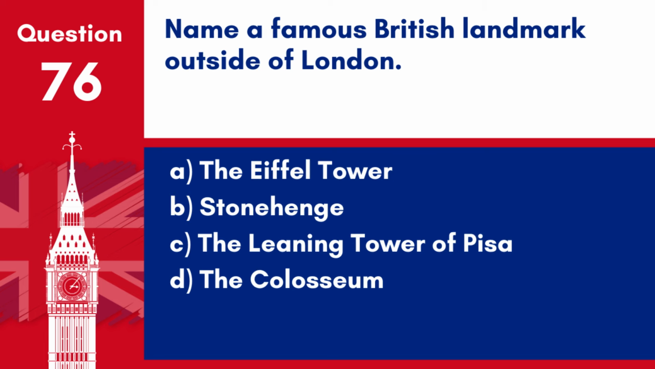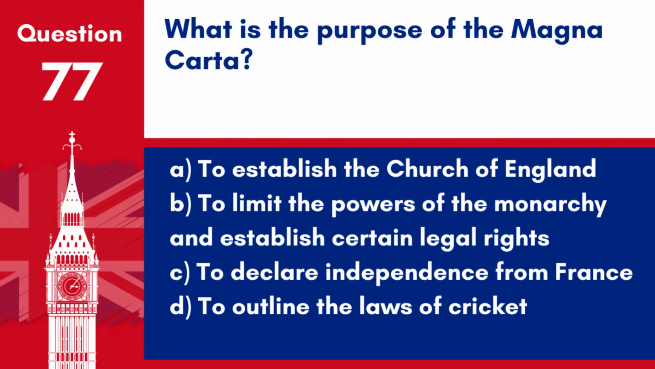Question 76. Name a famous British landmark outside of London. A. The Eiffel Tower. B. Stonehenge. C. The Leaning Tower of Pisa. D. The Colosseum. Answer B. Stonehenge. Stonehenge is a prehistoric monument located in Wiltshire, England, and is one of the most famous landmarks in the UK.